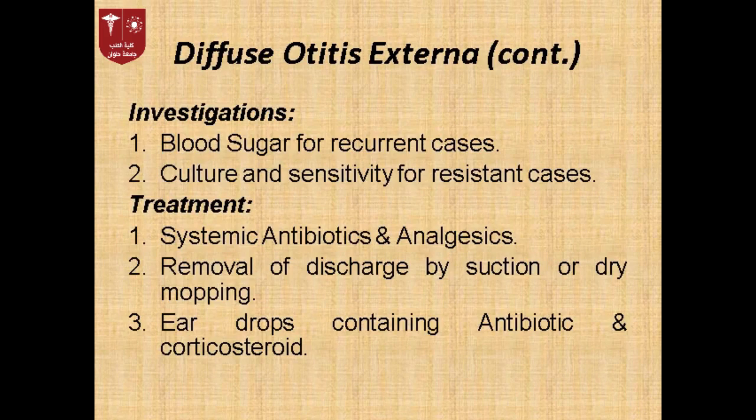What are the investigations needed for a case of diffuse otitis externa? For recurrent cases, definitely we have to exclude diabetes, again, the blood sugar. And this is different than furunculosis, because in furunculosis we don't need culture and sensitivity, as we know the causative organism, the Staph aureus. But in cases of diffuse otitis externa that are resistant to treatment, we can make use of culture and sensitivity from the discharge.